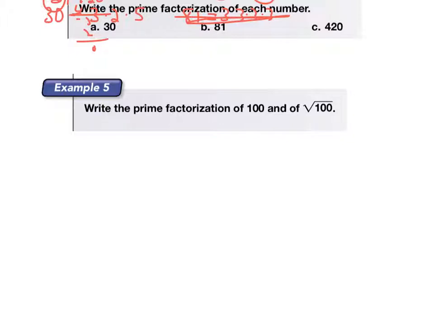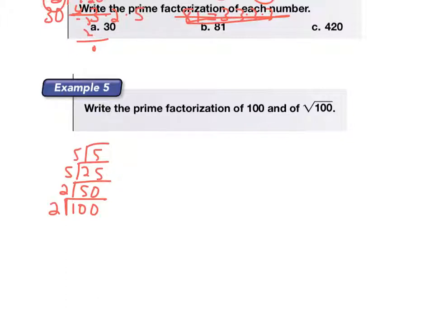All right, example 5 says, write the prime factorization of 100 and of the square root of 100. Well, I'm going to do division by primes just because we haven't done one yet. So I'm going to take and divide 100 and do division by primes. So what prime number goes into 100? I know that 2 does. Well, 2 times what makes 100? That would be 50. Then divide 50 by 2. 2 times what makes 50? That'd be 25. And then I know that 5 times 5 makes 25.